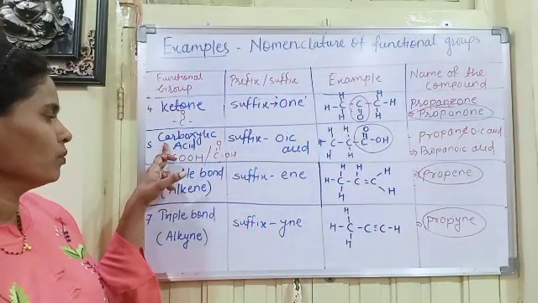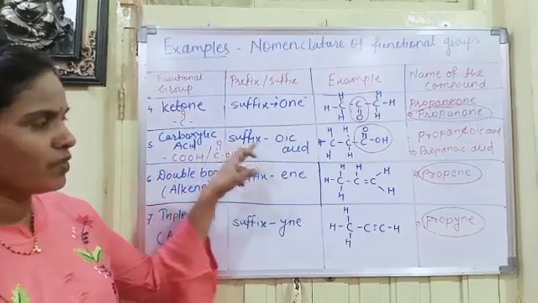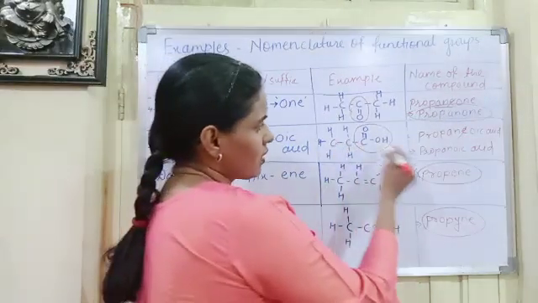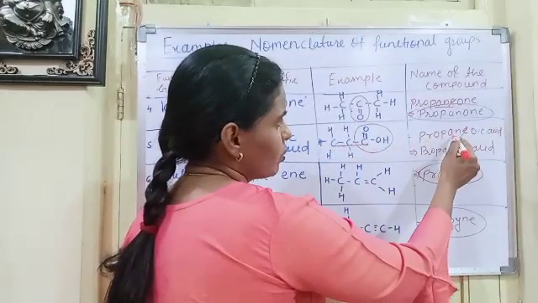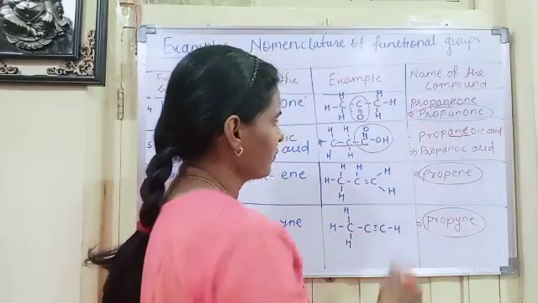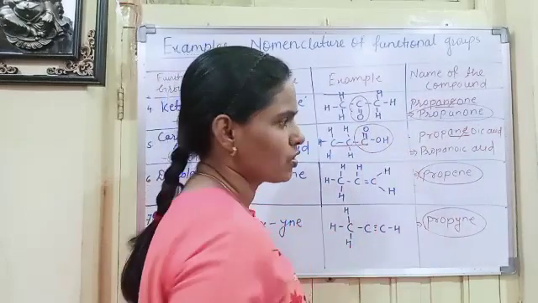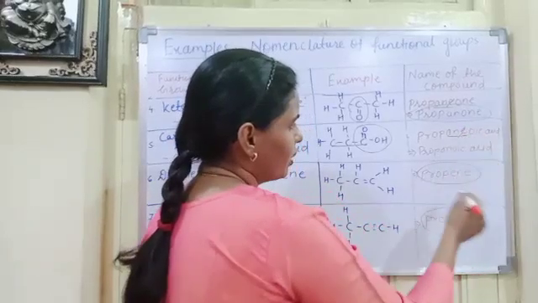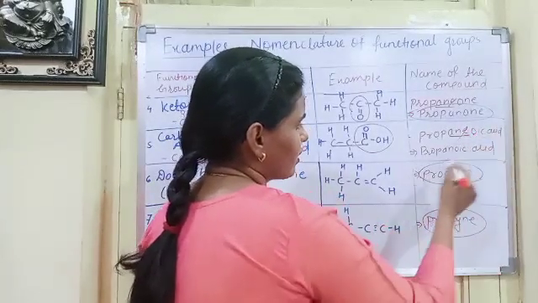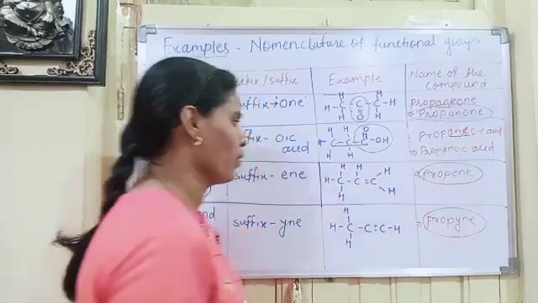Carboxylic acid functional group, formula COOH, suffix oic acid. 3 carbons are there, root word prop. All 3 are bonded by single bond. So primary suffix is ANE. Here the carboxylic acid functional group is there, and that's why the suffix is oic acid. So here we'll remove E and place oic acid. So the name of this compound is propanoic acid.